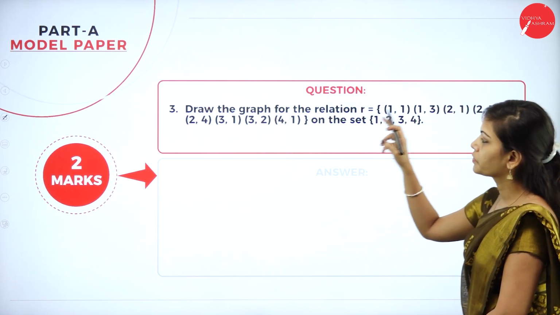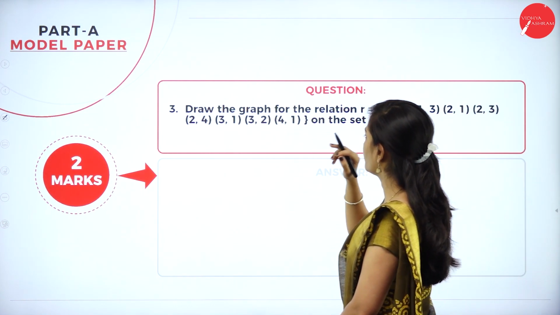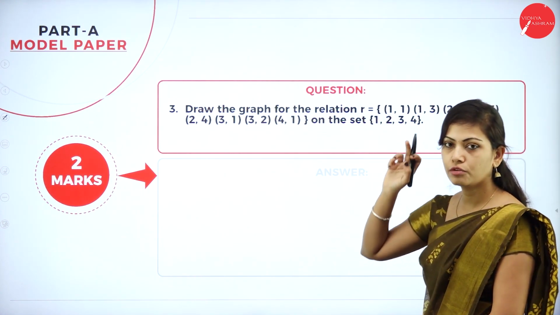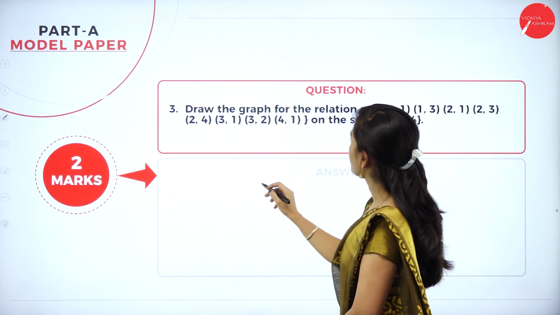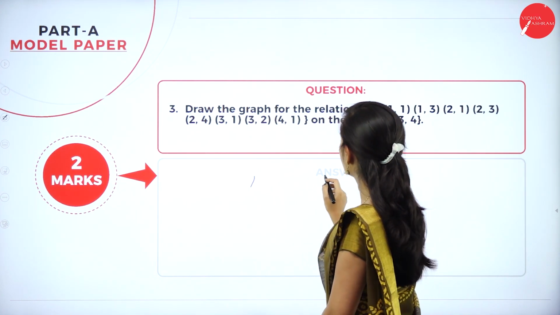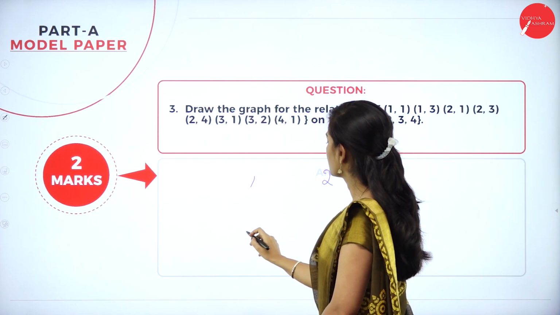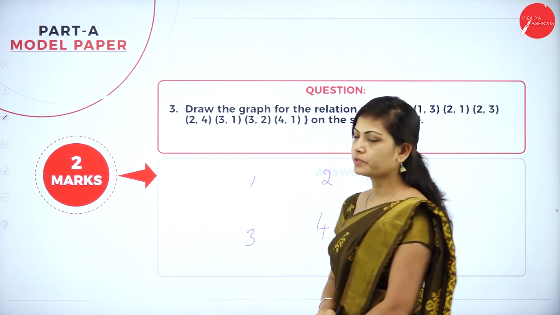And the next question is, draw the graph for the relation R equals {(1,1), (1,3), (2,1), (2,3), (2,4), (3,1), (3,2), (4,1)} on the set {1, 2, 3, 4}. So here I have 4 vertices: 1, 2, 3 and 4. Is it clear?